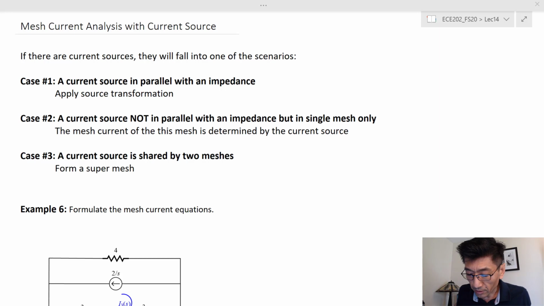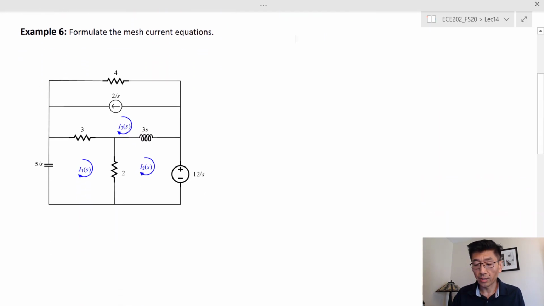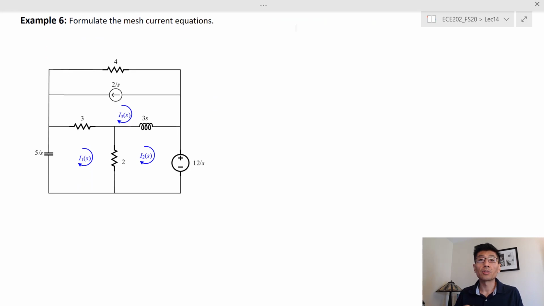Okay, so let's look at the examples as I did for the node voltage analysis. I'm not going to go all the way to the final collective terms, things like that, or form the matrix form, the similar steps you had for the basic case. Otherwise the video would just take too long. So in this case, let's start with the first.